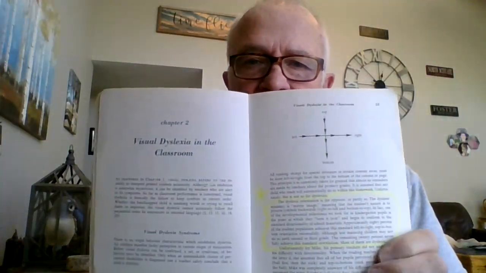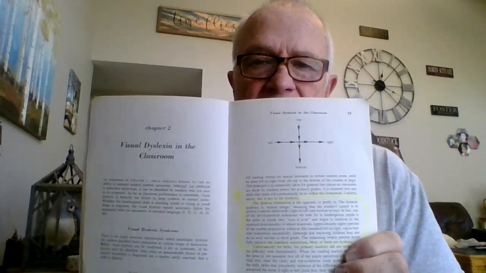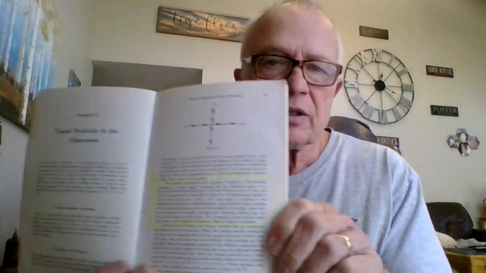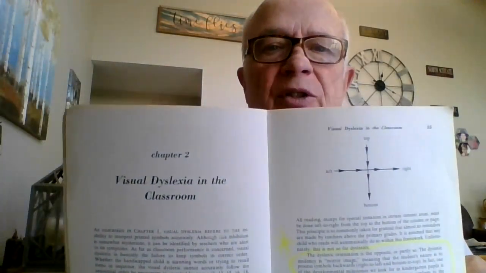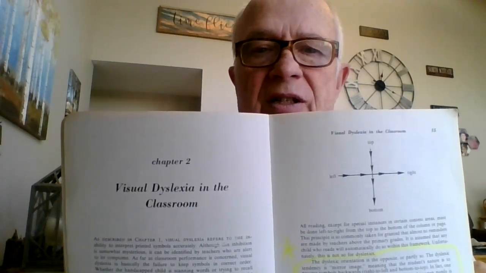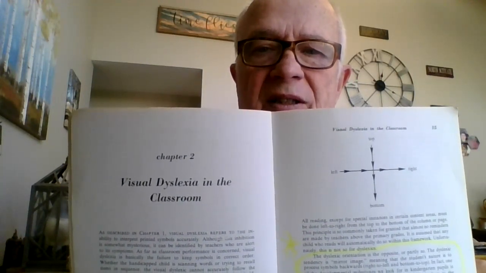Okay, this is Chapter 2, Dyslexia in the Classroom by Dale R. Jordan. The book originally came out in 72. This is a second edition. This is 1977. Chapter 2 is visual dyslexia in the classroom.